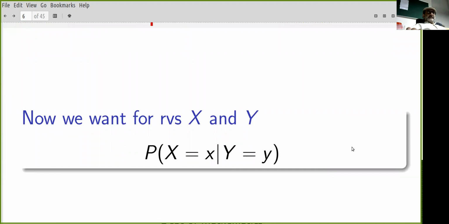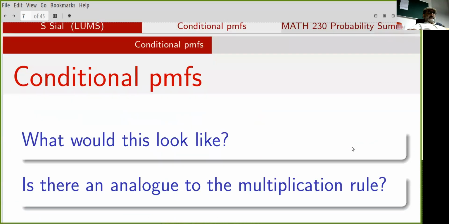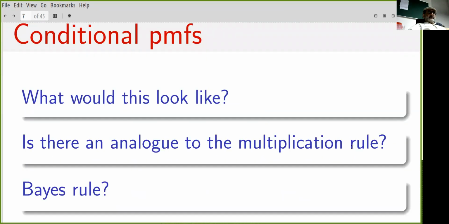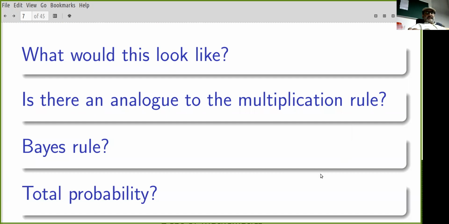Now, we want something similar for two discrete random variables. I would like to know the probability that X is equal to x given that Y takes a value of y. So that will lead us to the notion of a conditional probability mass function. Is there some analogy to the multiplication rule, an analog to Bayes' rule, and to the theorem of total probability?